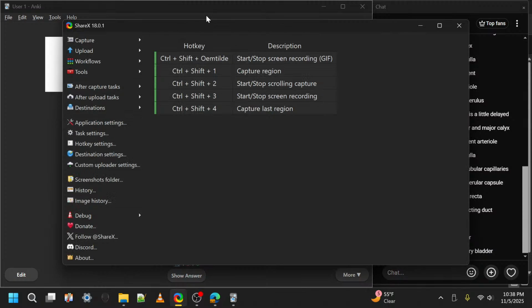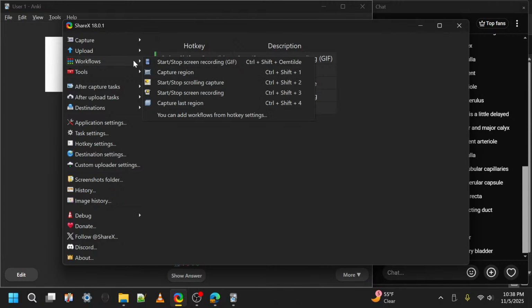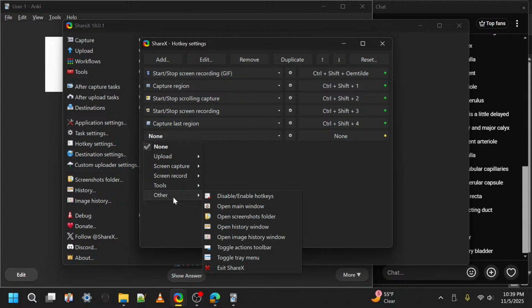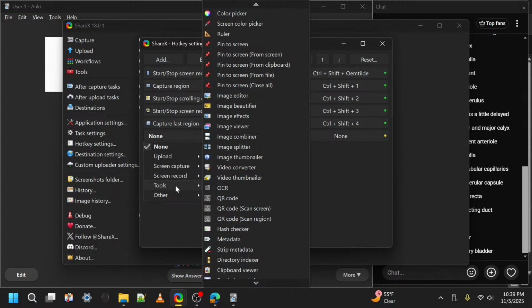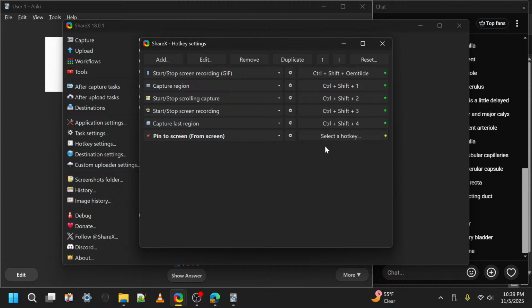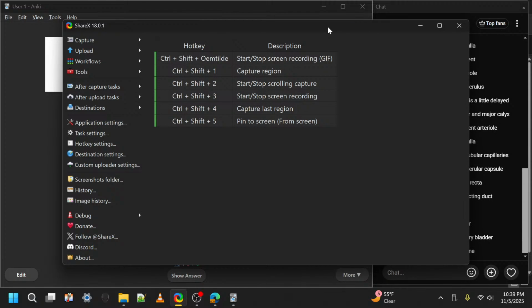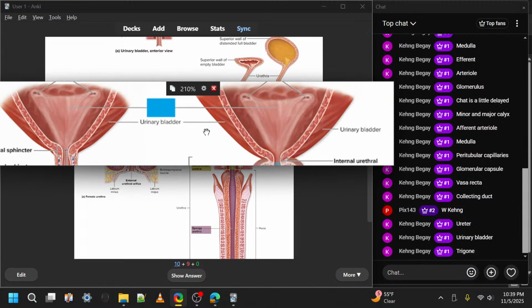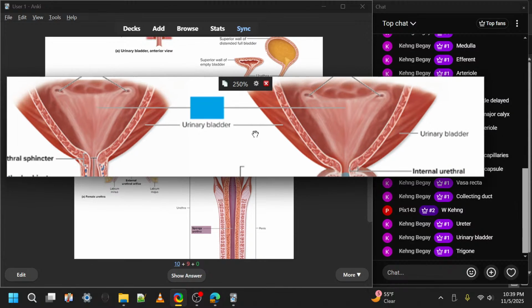Oh, wait, I have a perfect solution. Just a second. Add. Pin to screen. There we go. Alright, sorry about that. That took me a second. So now I can go and then zoom in on it. Oh man, look at that.